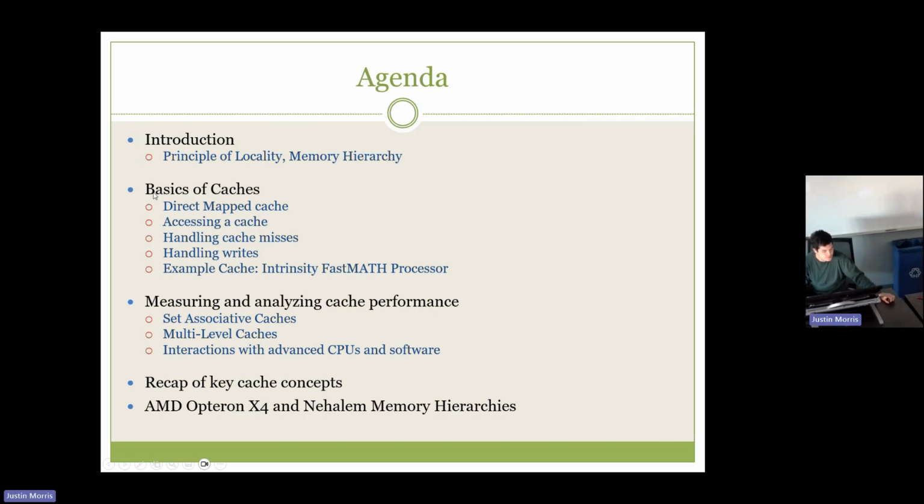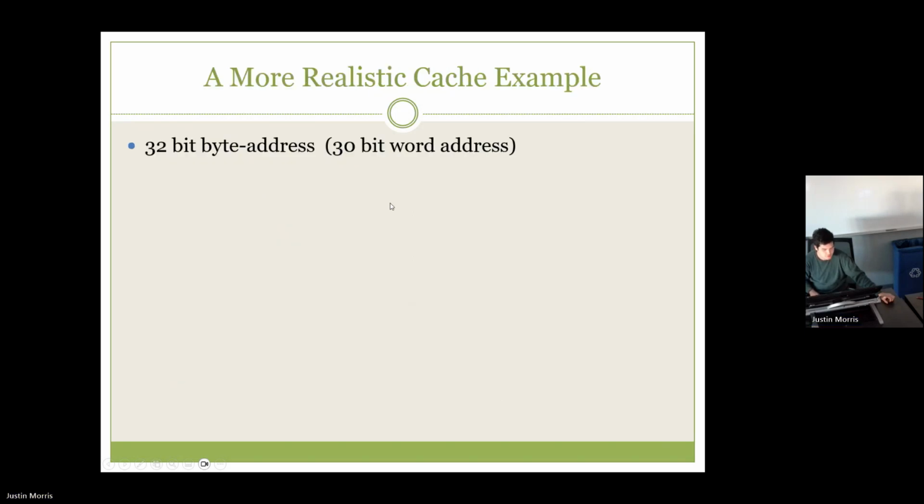And we went over a very basic cache, right? And we looked at direct map caches. And we're going to continue on from there. So here is a more realistic cache example where we have a 32-bit byte address. And remember, we talked about the difference between byte address and block address a little bit at the end of last lecture. But now we're going to go into this again, but with more visual.